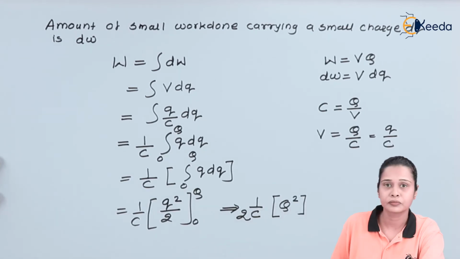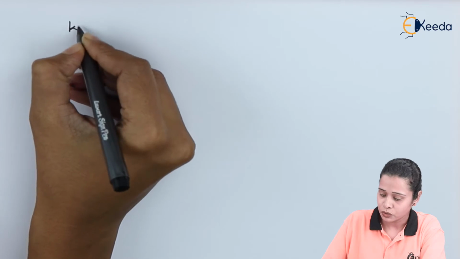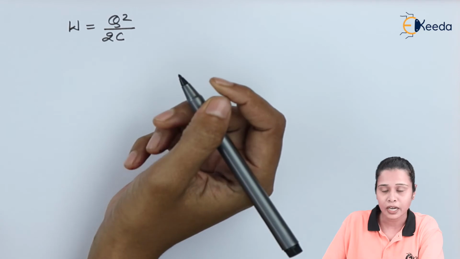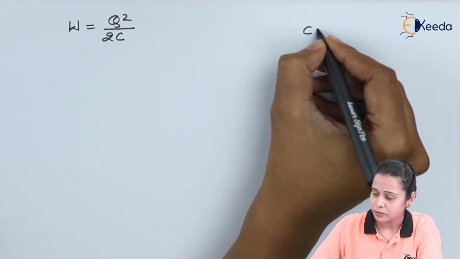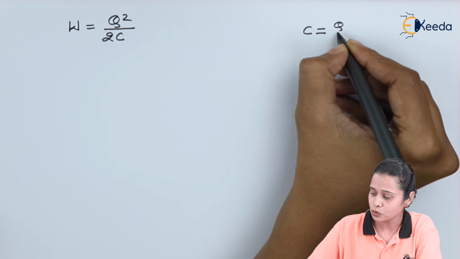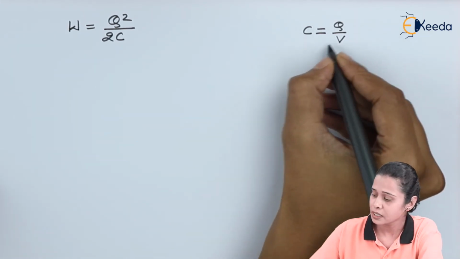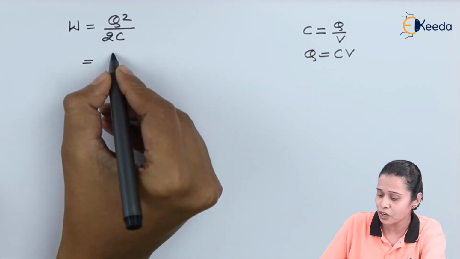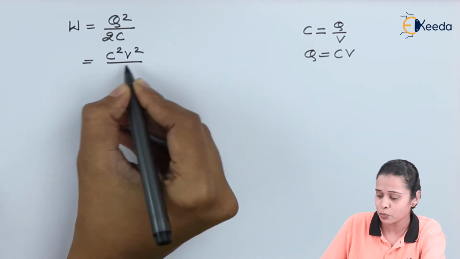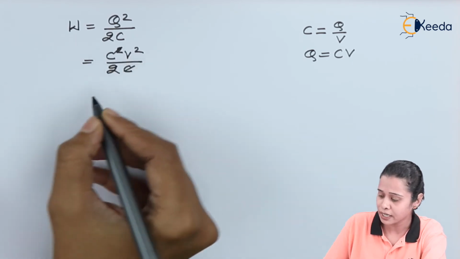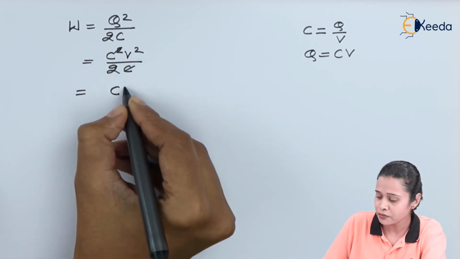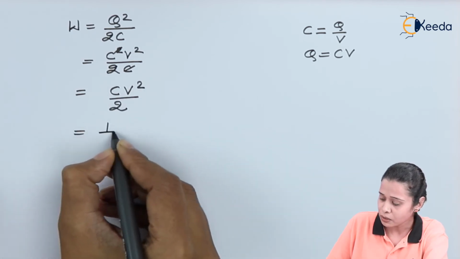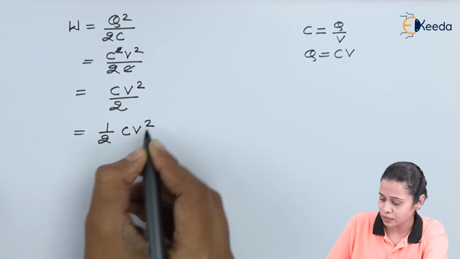Hence, we can write W is equal to Q square upon 2C. Again we know C is equal to Q by V. Hence, Q is equal to C into V. Let us substitute the value here. So we have C square V square upon 2C. The C will get cancelled. Here we have CV square upon 2. Hence, we can write 1 by 2 CV square.